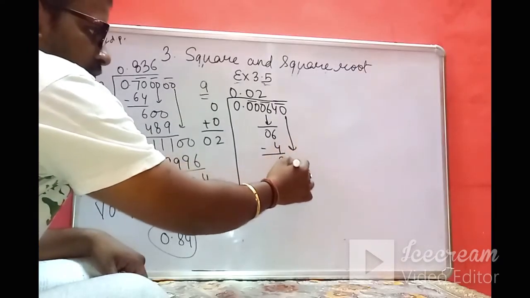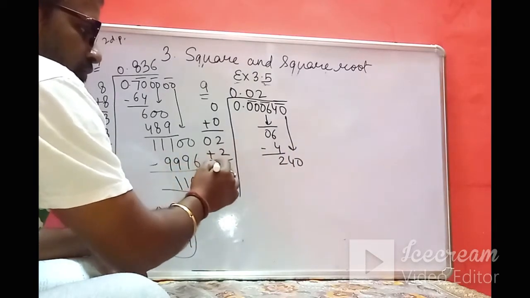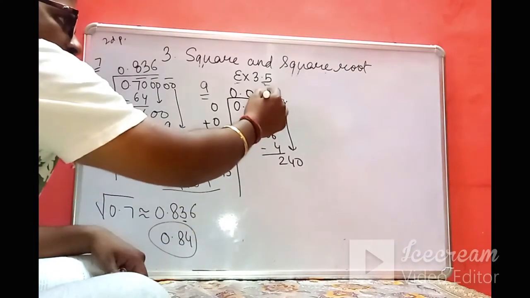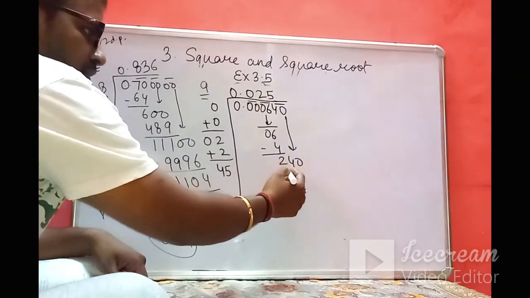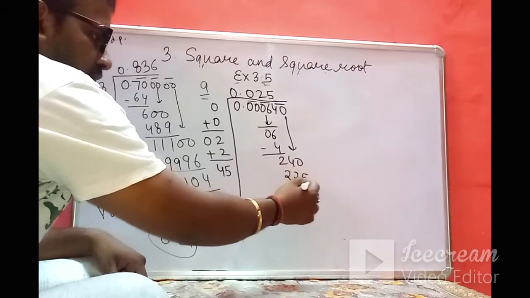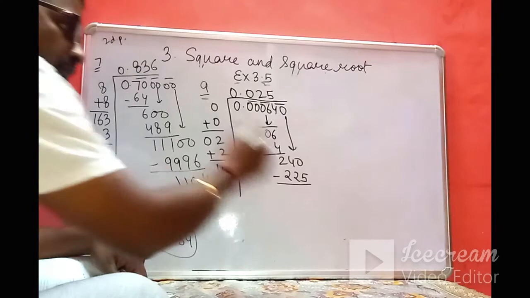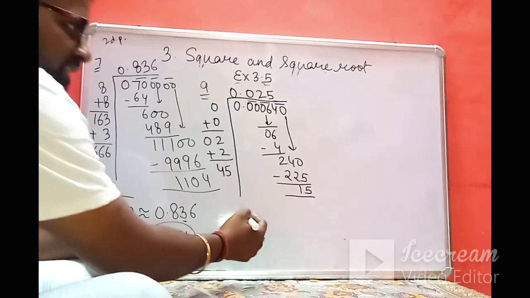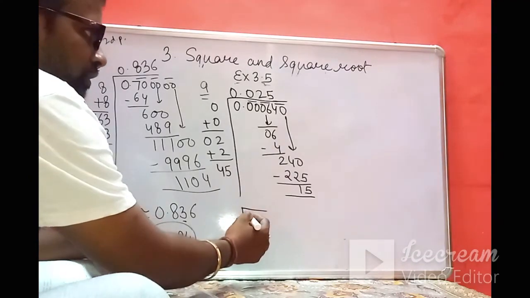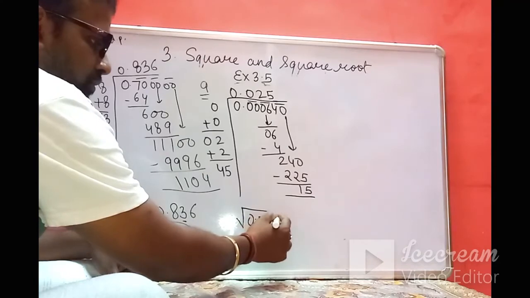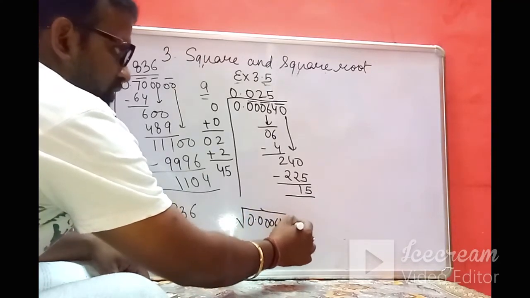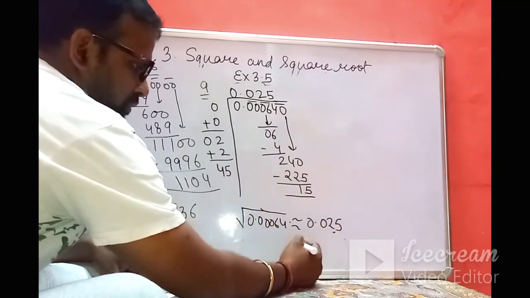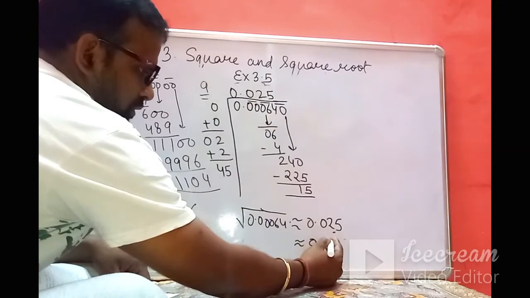Then the last pair, that is 40, will come down and it is 4. Then I will take 5. So it is 225. So the answer is 15. So we can say that the square root of 0.00064 is approximately 0.025, and we will round it off here, so our answer is 0.03.